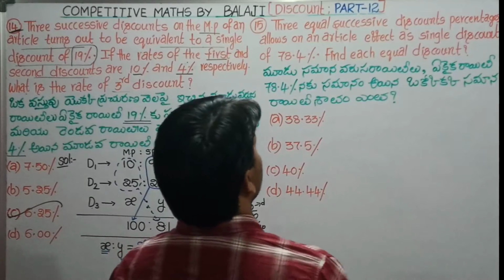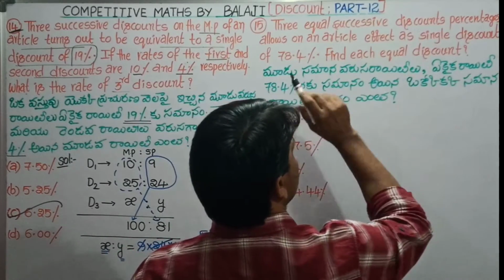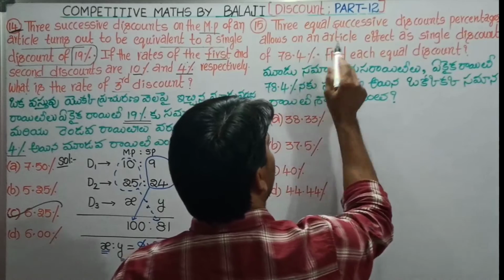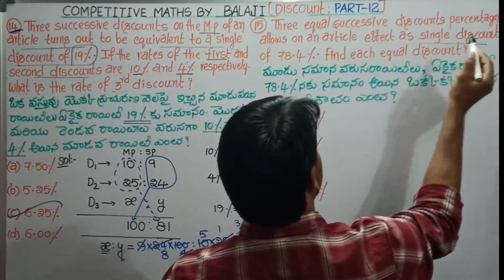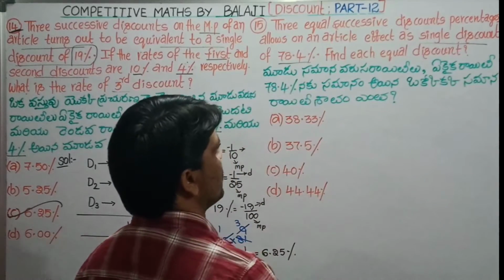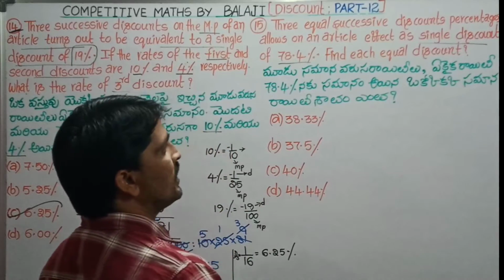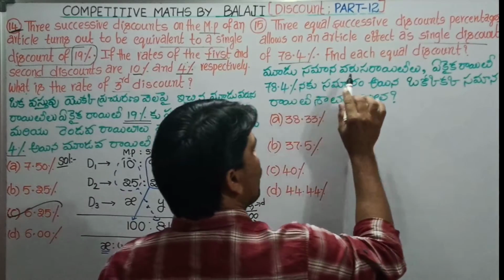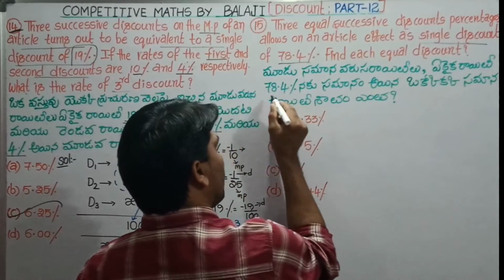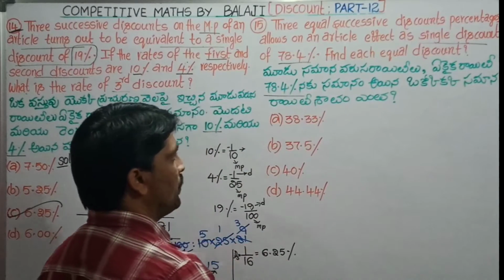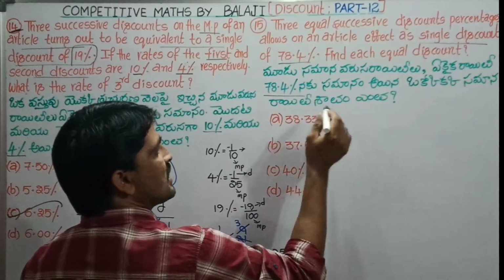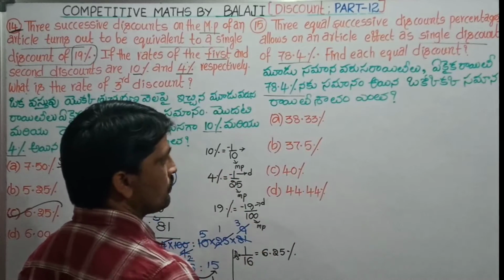Next question. 3 equal successive discount percentages allowed on an article are equivalent to a single discount of 78.4%. Find each equal discount.